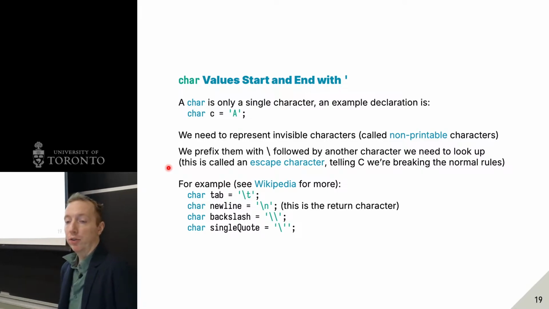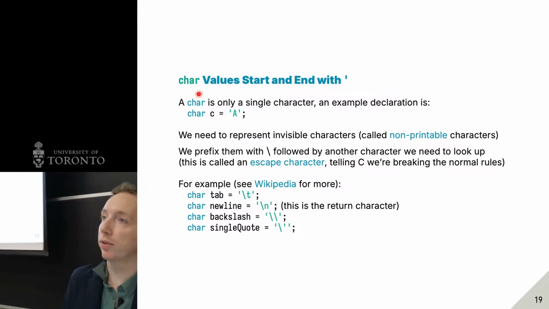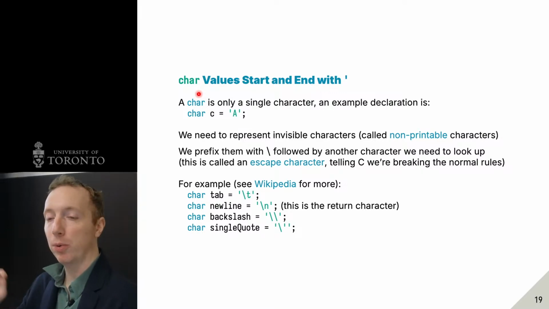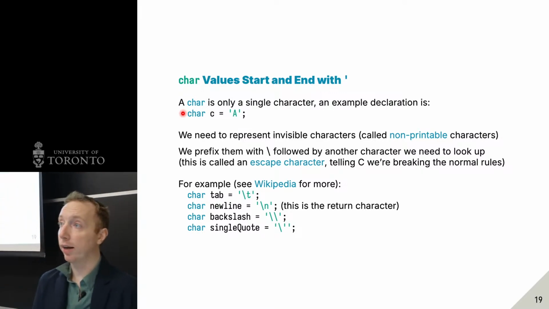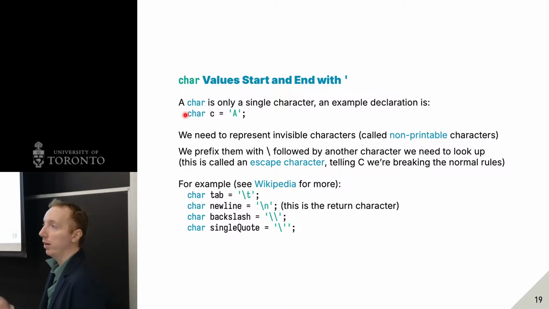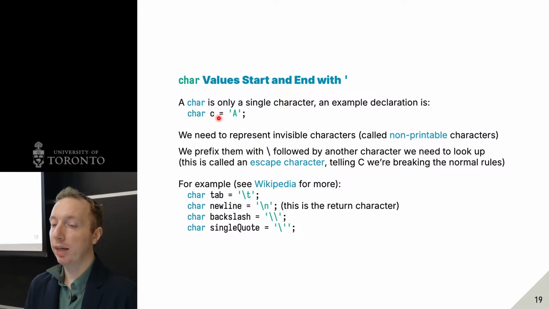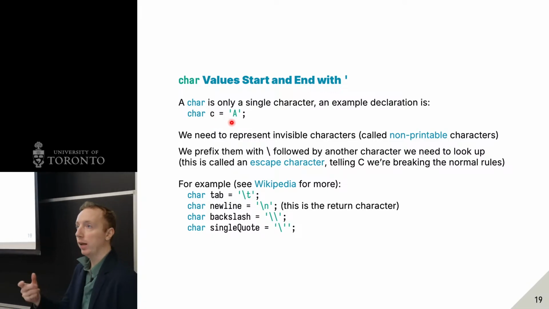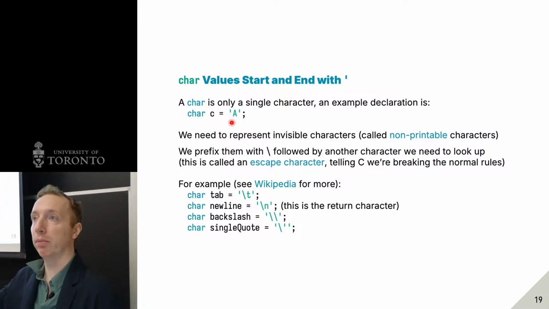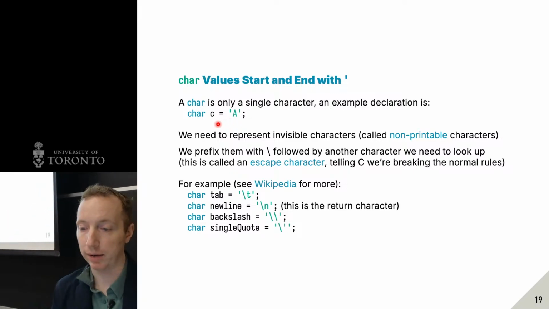So, char values are a bit weird. We haven't seen them yet. The rules of char values in C is that they start and end with a single quote character. So a char, again, is only a single character. If I give you an example of a declaration, I can do something like char, so that's our new type. I can give it the name C, and I can give it the value A. So the value A would be between single quote characters. So this would represent a variable called C that is equal to the character uppercase A.